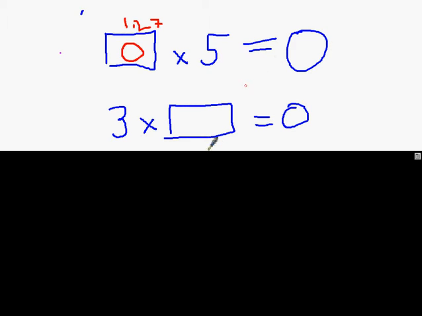3 multiplied by some number equals 0. What number does this have to be? This has to be 0 as well, because 3 times 0 gives you 0. It's the only way when you multiply by something that you will get 0.